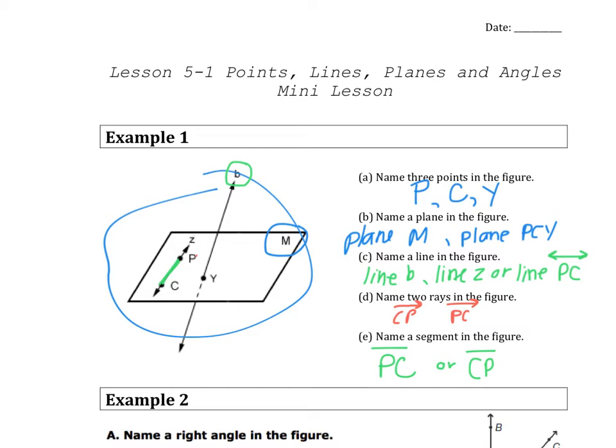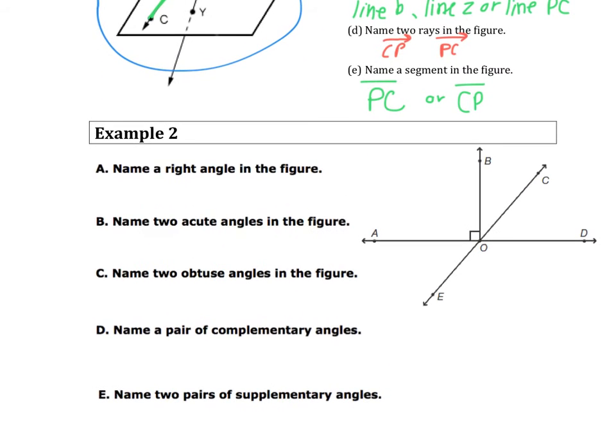Now we're going to talk about angles. So an angle is created from 2 rays. So angles can be listed as their vertice, which is where the 2 rays meet, or listed in order from ray to vertice back to the end of the ray.